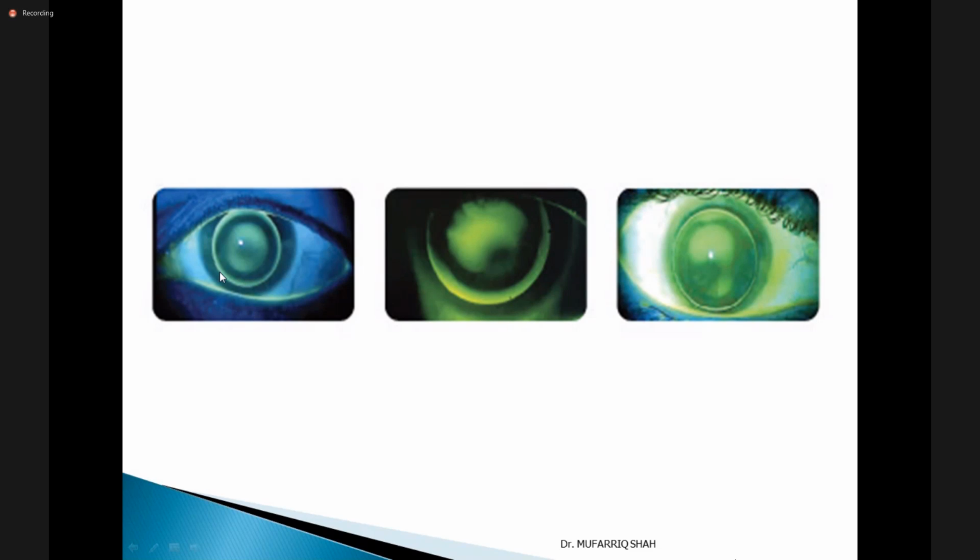So the first one is the optimum. In the second case, edge lift is greater than desired, so you need to steepen the edge lift. And in the third one, edge lift is steeper than desired. There is even less than 0.4 millimeter fluorescein band. So you need to increase the edge lift, or flatten the edge lift.